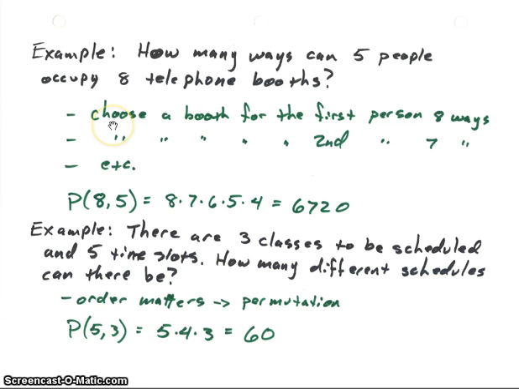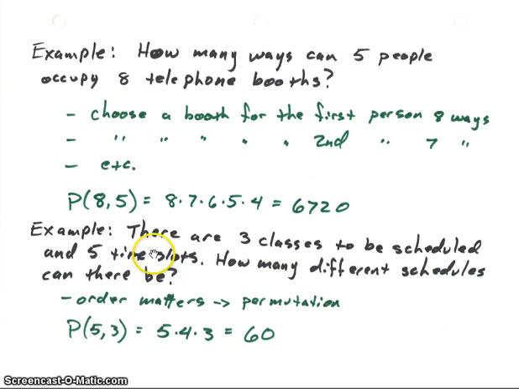So for the first person, we'll choose a booth, and we have 8 ways of doing that. When we choose a booth for the next person, we have 7 ways of doing that, and so on. So we're choosing 5 booths from the 8 that we have, and then putting them in order for each of the people. Therefore, the permutations is 8 times 7 times 6 times 5 times 4, which ends up being 6,720 different ways that those people can choose the telephone booths.